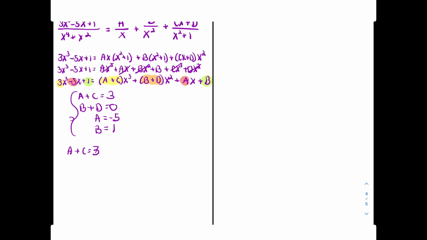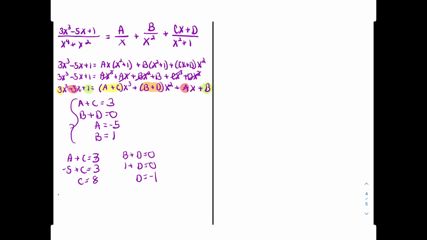So I can find my c by doing a plus c is equal to 3. Replace the a with -5. Solve for c and get c is equal to 8. Then I can use the b plus d equals 0 equation, replace b with 1, and solve for d to get -1. So go back to my partial fraction decomposition, and I will copy this down, replacing the a with -5.